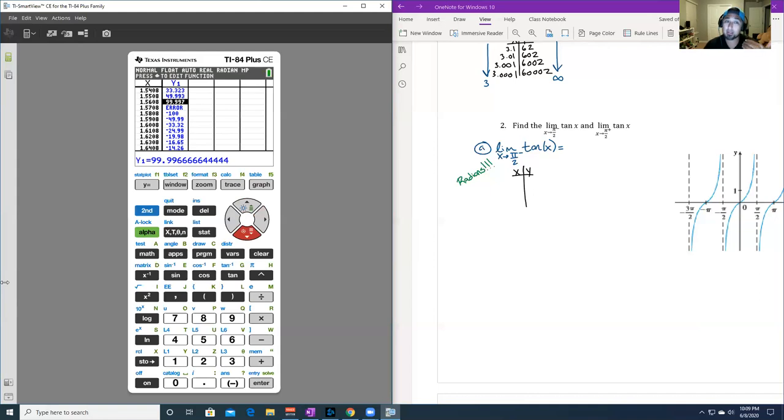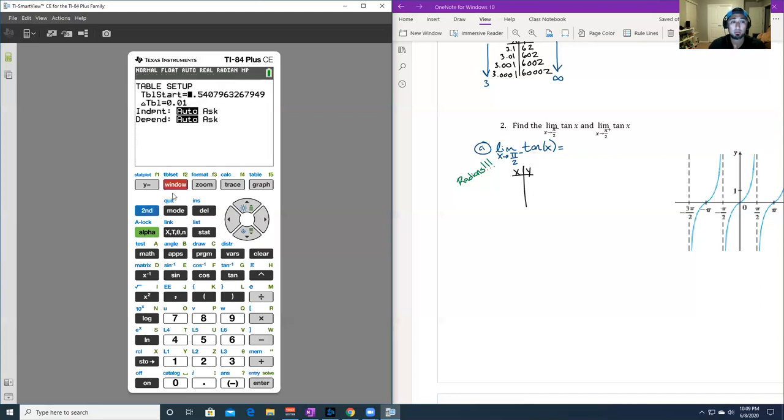So again, let's get more information, which means back to the table set. Clear this out, type in pi over 2, hit enter, and now I'm going to do 0.001. And let's see. Second graph.